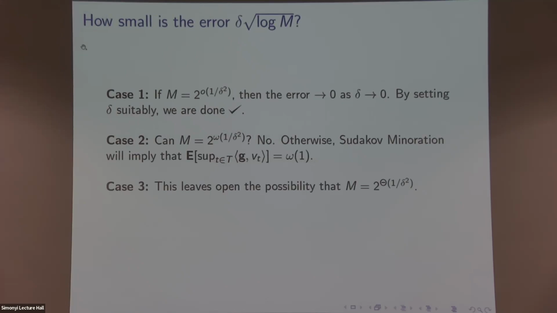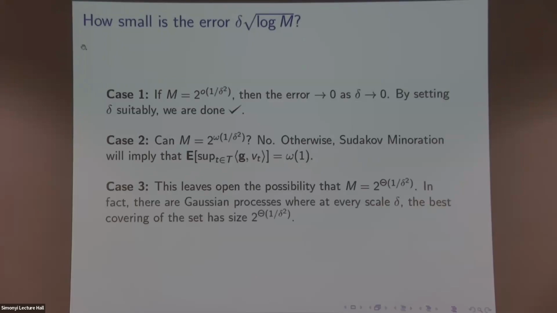And on the other hand, the error, which remember for us right now is delta square root log m, will become some constant. It's too large for us. We want a little o(1) error. So this leaves open that possibility.